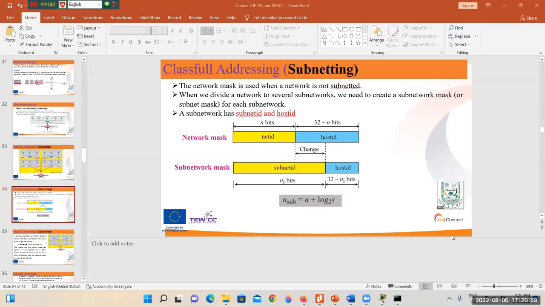Okay, subnet mask is not clear, so it's still not completed. I will finish within 5:30, then you can start the exam. We will increase the submission time. Okay.